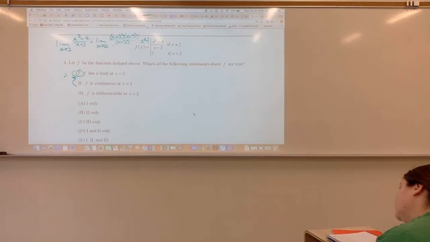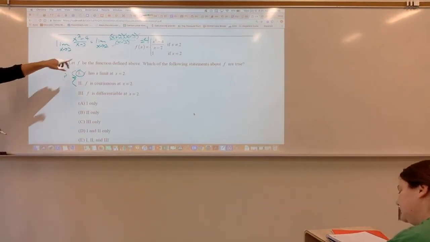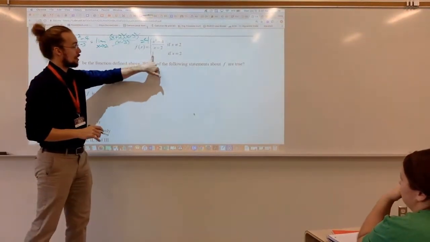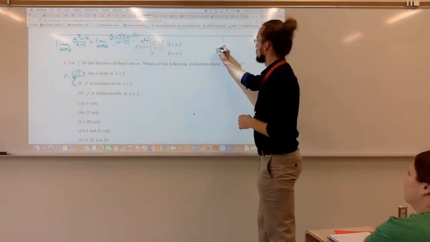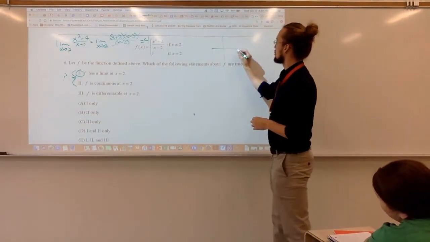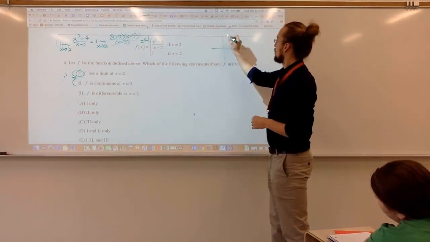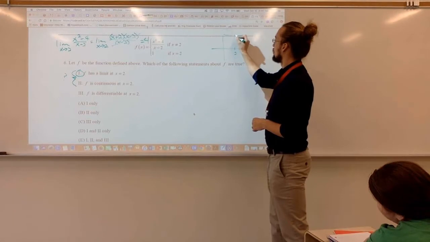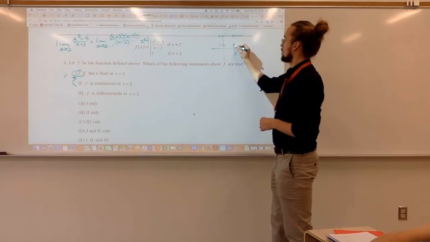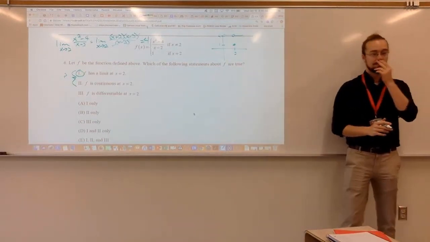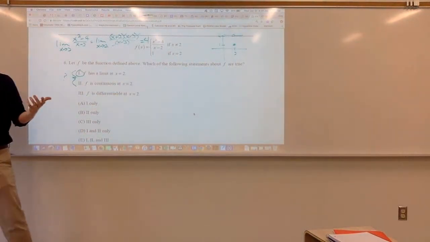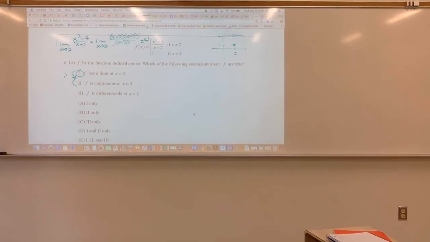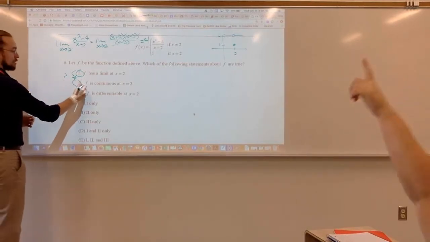Since there's a hole, it should be continuous. So yes, there's a hole at x equals 2, but we have that value defined. What we're saying is, I don't have any idea what this function looks like, but I know at 2 the function is going to 4 from both sides, but the function's value is 1. So there's a hole, but the function is defined at x equals 2 to be 1. So is it continuous here? No, which makes it not.